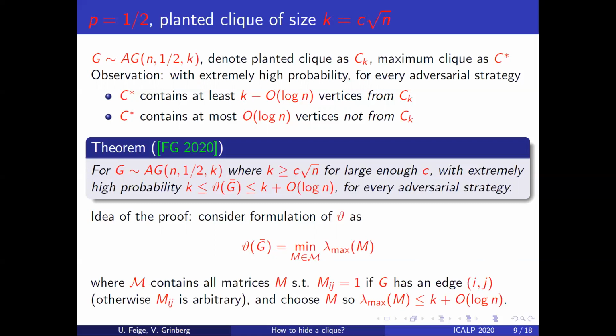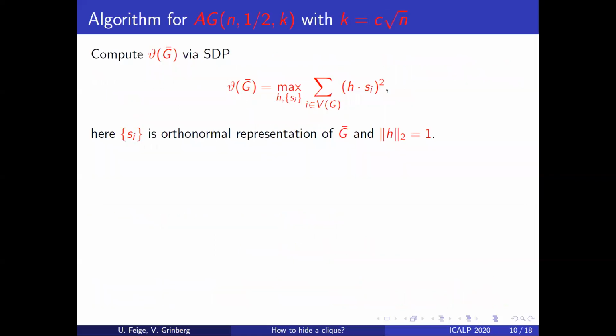As for the algorithm itself, the first thing we do is compute the theta function of the complement graph, using the semi-definite programming formulation of it, where we maximize over all orthonormal representations s_i of the complement graph and unit vectors h. Having obtained the optimum s_i and h, with extremely high probability, the optimal sum value will be at least k, and at most k plus big O of log n.